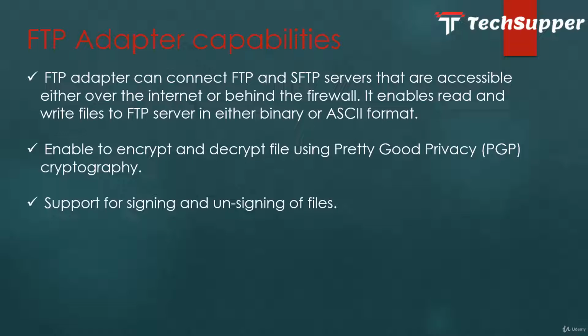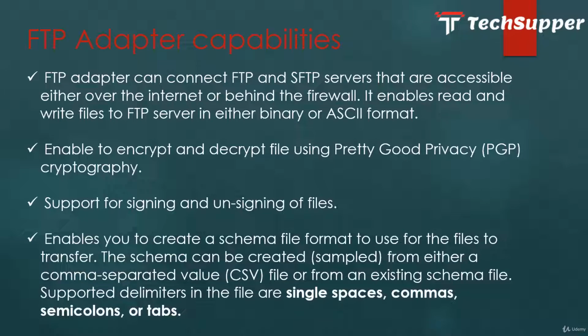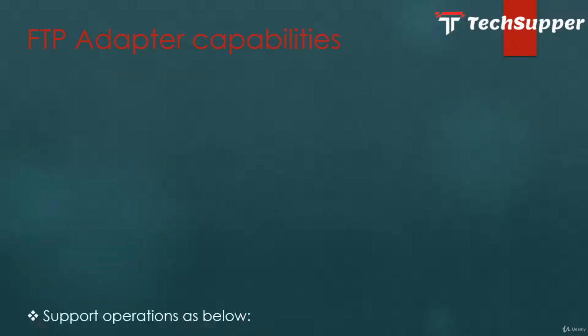It also supports signing and unsigning of files. It enables you to create a schema file format to use for the files to transfer. The schema can be created from either comma separated value files or from an existing schema file. The supported delimiters in the file are space, comma, semicolon, or tab. So you can use any of them to create your CSV file.